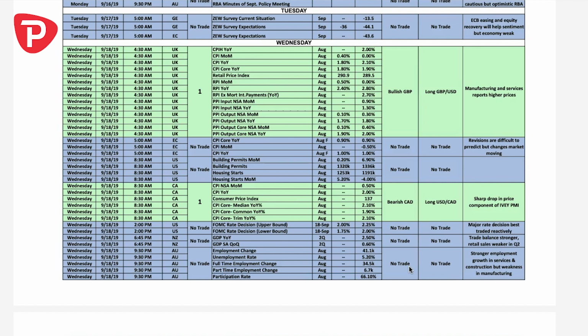There's one other event that I neglected to mention, which is the Kiwi GDP. That's interesting too. Here, it's a mixed picture as well. It's very hard for us to call because we have a stronger trade balance but weaker retail sales.